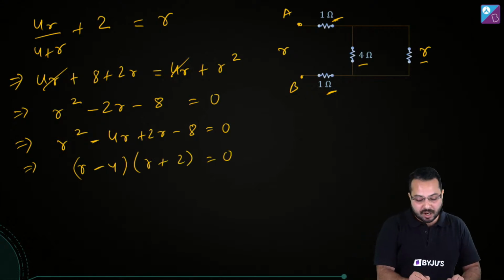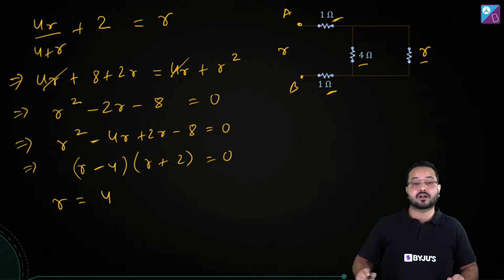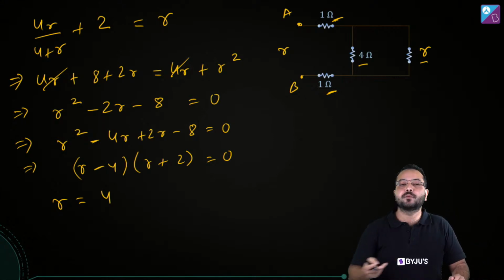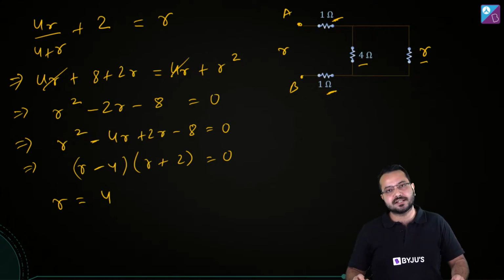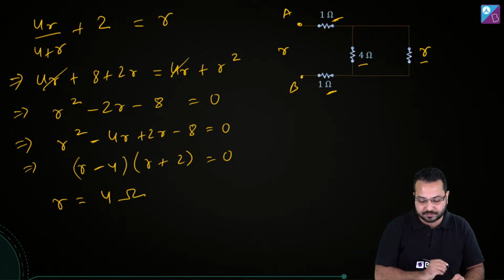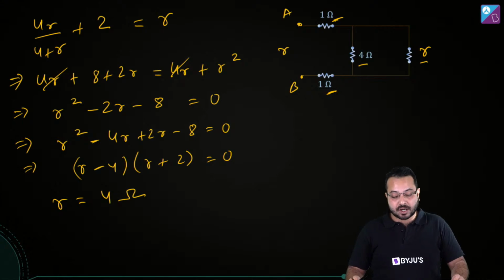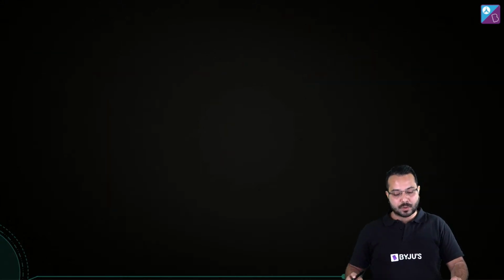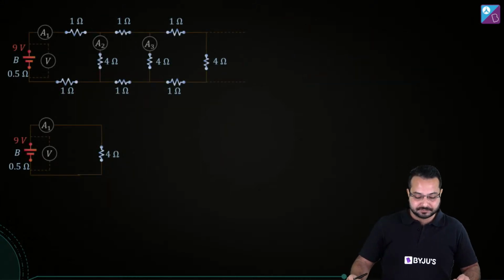So this is going to give me R minus 4 into R plus 2 is equal to 0. So the equivalent resistance in this case is going to be 4 ohm. Obviously we are going to neglect minus 2. Negative resistance doesn't mean anything over here. So what is the equivalent resistance across AB? It is 4 ohm.